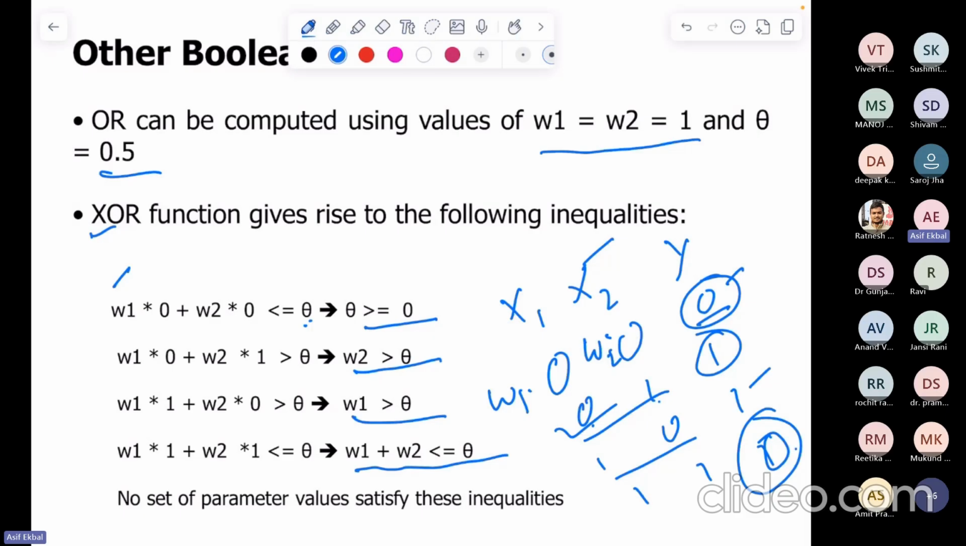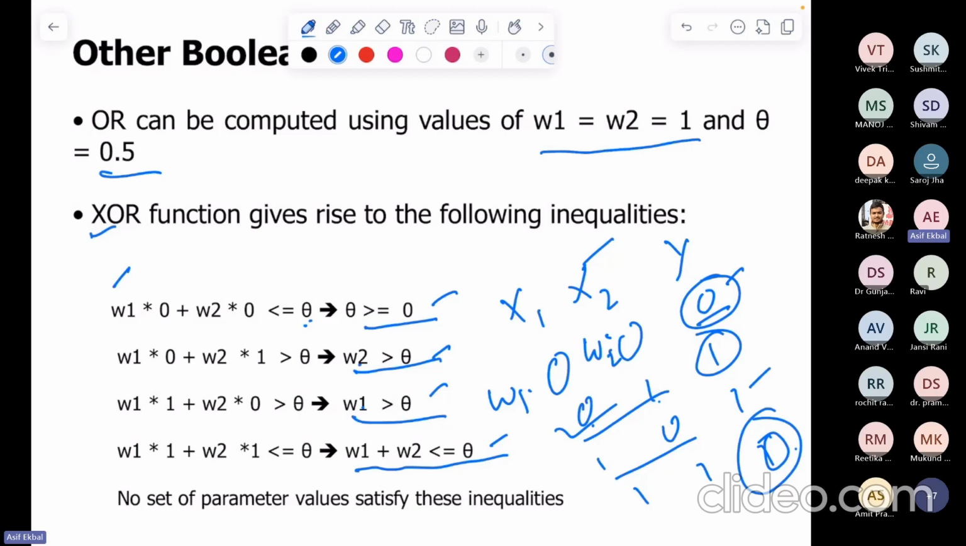So now, can you find the values of W1, W2, and theta that will satisfy each of these four inequalities? That is not possible, right? There are no such values that actually satisfy these four different equations. So this is the problem, and that needs more discussion on how to solve this kind of problem.